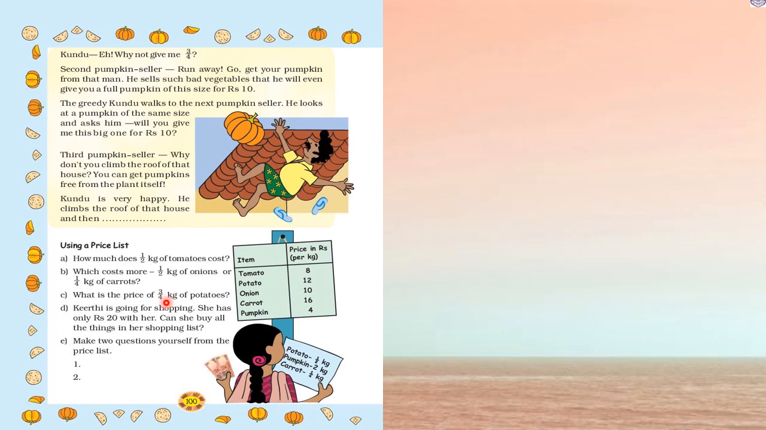Now next, D. Kirti is going for shopping. She has only rupees 20 with her. Can she buy all the things in her shopping list? Okay, Kirti is going for the shopping. She has a shopping list of what she has to buy, and with her there are only 20 rupees. So they are asking, can she buy all the things in the shopping list?